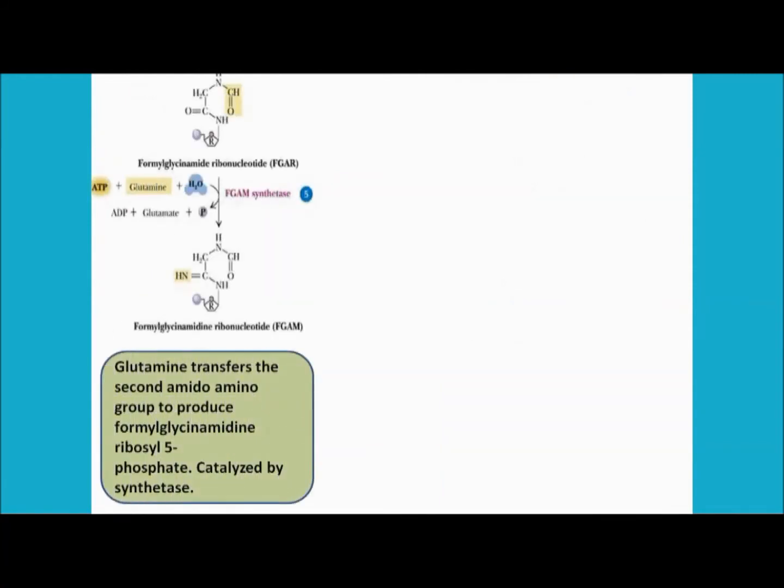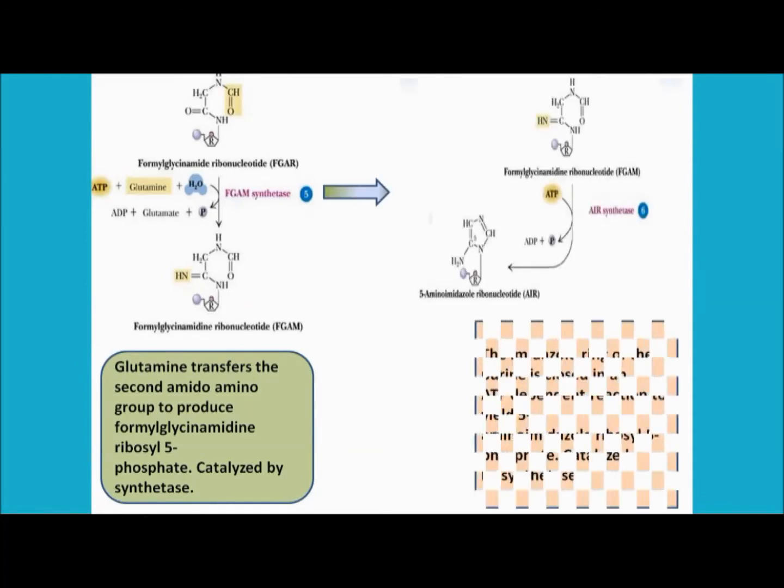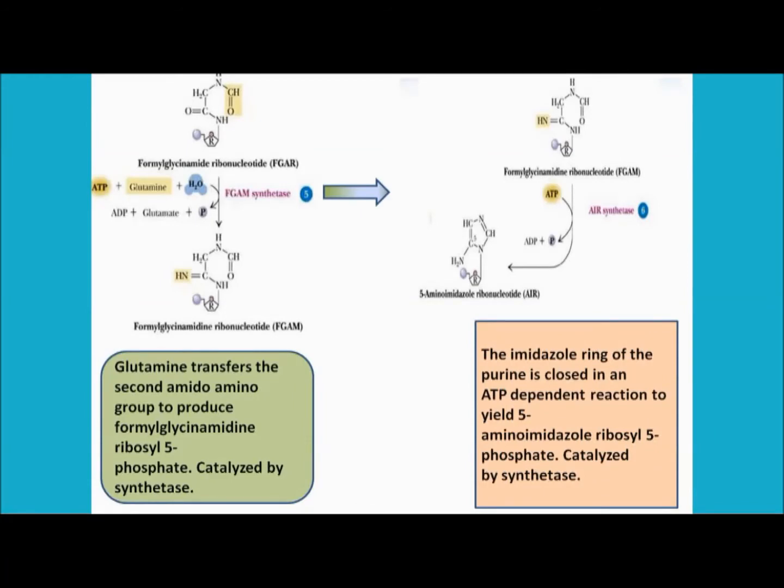The next step, now you have already got the FGAR. Now what will happen? Once the FGAR has formed, the glutamine transfers the second amino group to produce the formylglycinamidine ribosyl 5-phosphate. This is the FGAM. Earlier it was FGAR, so now this glutamine is going to transfer its second amino group to give you the FGAM, right? Moreover, once this FGAM has formed, the next step will be simply the imidazole ring of the purine.